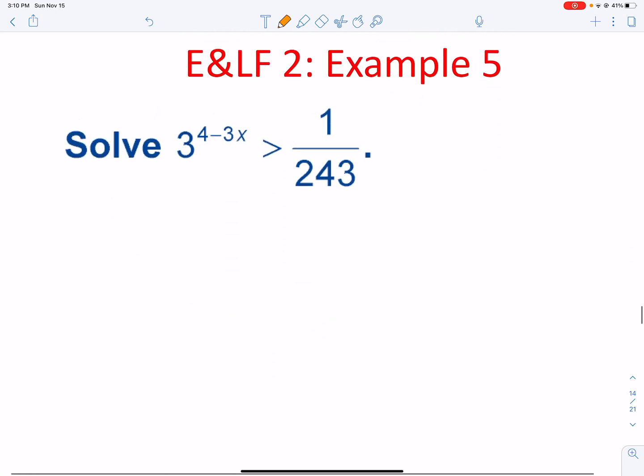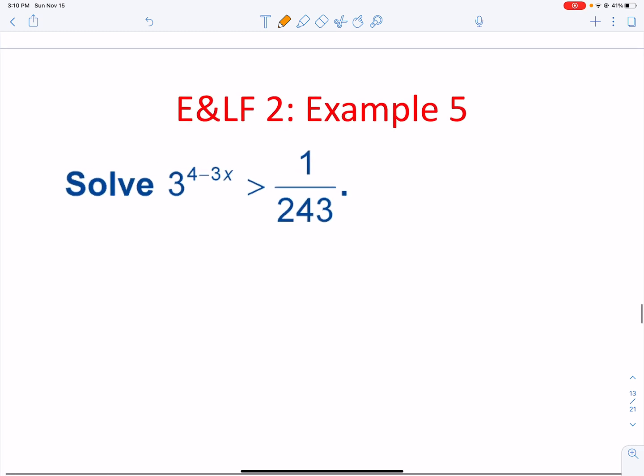Okay, same thing here. This 243, I can rewrite that, I believe. My head is hurting today. I believe that's 3 to the 5th, but my brain hurts. It's got to be something that works. So it's got to be 3 to the 5th, right? That makes sense, doesn't it? Oh, I hit the wrong button. 3 to the 5th. Yep. Okay, but I'm going to make it a negative 5th to make them equal.